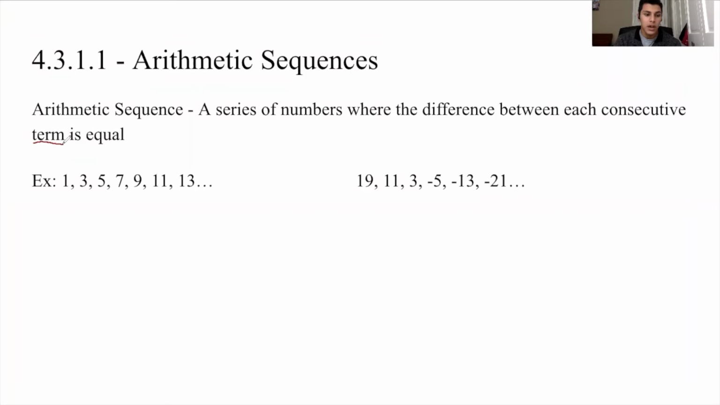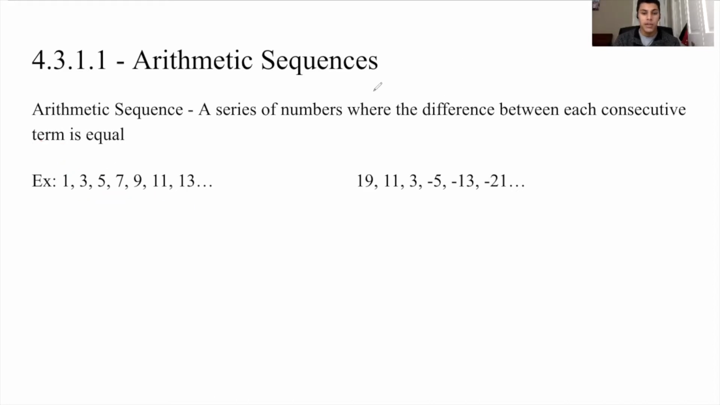First, a term is just a number in the sequence. In this arithmetic sequence, our terms would be 1, 3, 5, 7, 9, 11, 13, and so on. We can also label terms with numbers based off where they occur in the sequence. This 1 would be the first term in the sequence. The 3 would be the second term because it comes second. The 5 would be the third term, and so on. The same applies to this sequence. Each of these numbers are terms. 19 is the first term, 11 is the second term, 3 is the third term, and so on.